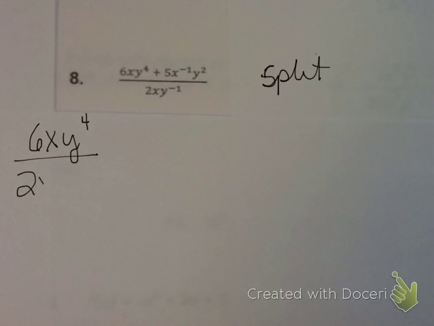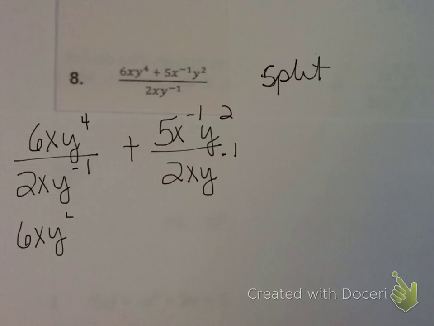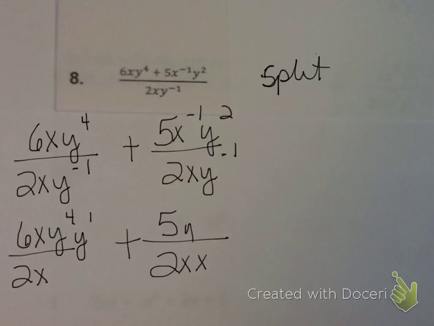First, I'm going to split each term over its own denominator. Then I have to make all exponents positive, and then simplify.